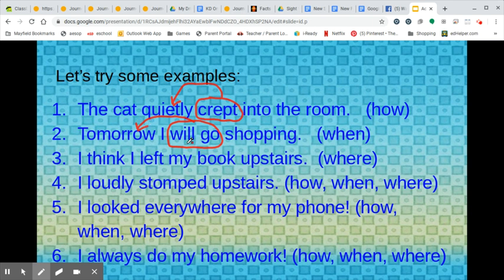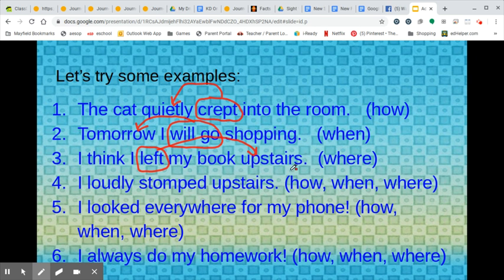Number 3, I think I left my book upstairs. First of all, identify the verb. What did you do? I left. So the verb would be left. And we want to know where we left our book. Oh, well, we left it upstairs. Now notice that in these examples here, in number 1 and 2, the adverbs come before the verb. In this sentence, the adverb happens to come after.